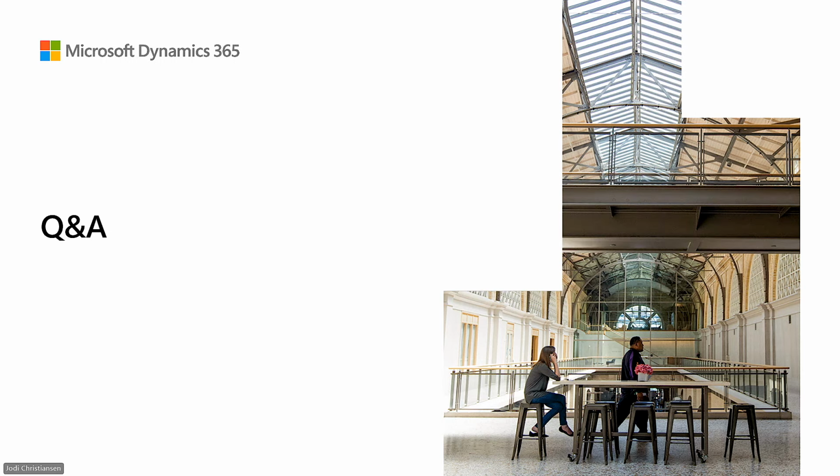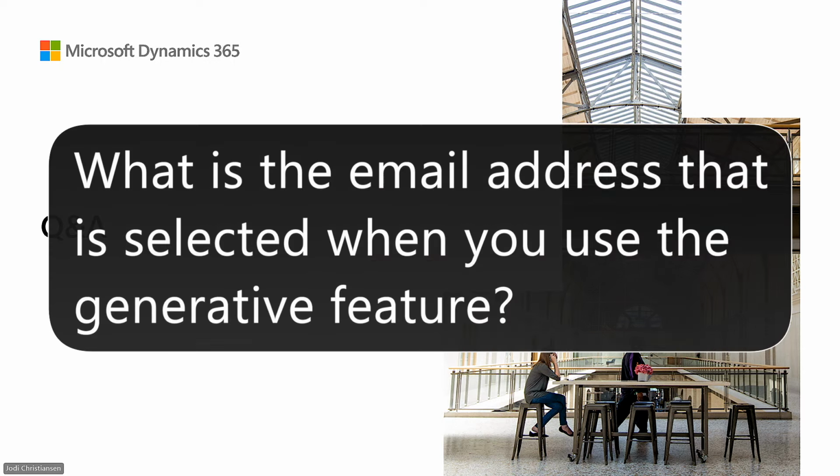Jodi and Eric, we did have a couple questions about the collections workspace in particular. One of them was, what is the email address that is selected when you use the generative feature? So the email address is on a customer record. There's the credit and collections fast tab. There's a collections contact that's on there. So it's that contact that it's using. If that contact is not filled in, it uses the first contact on the customer, their email address.